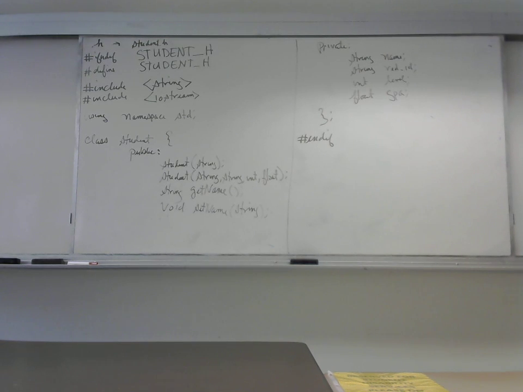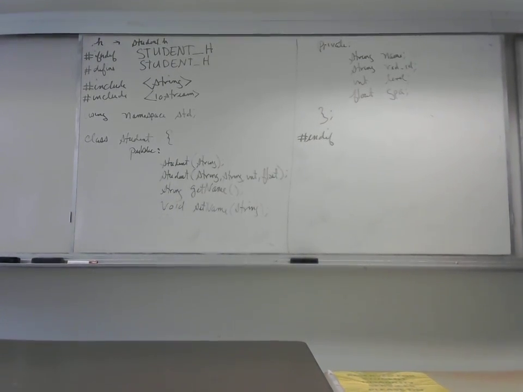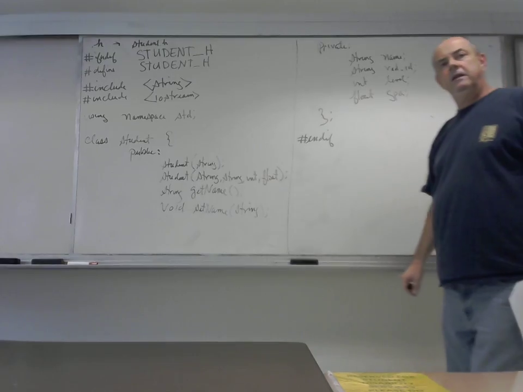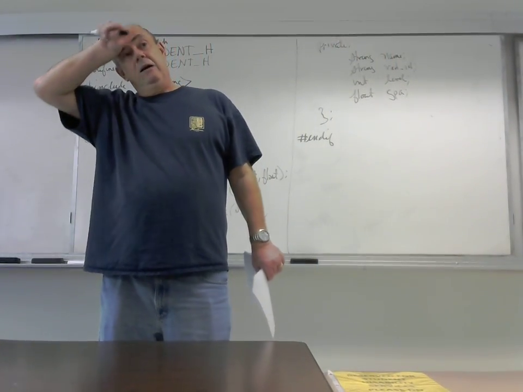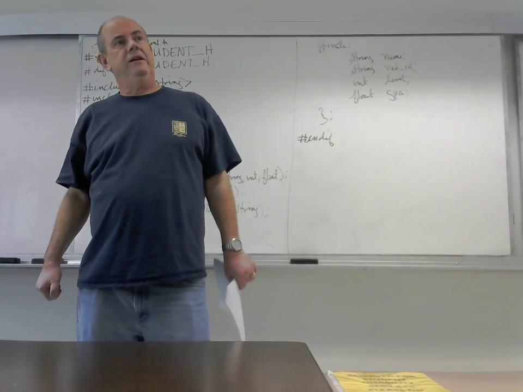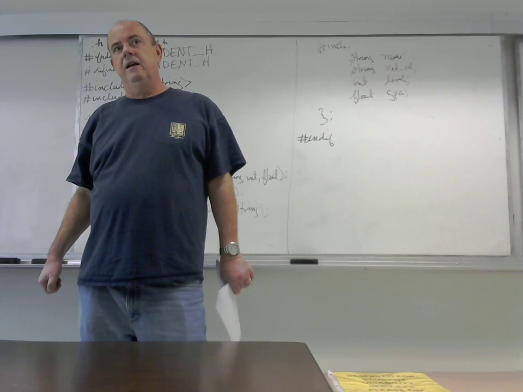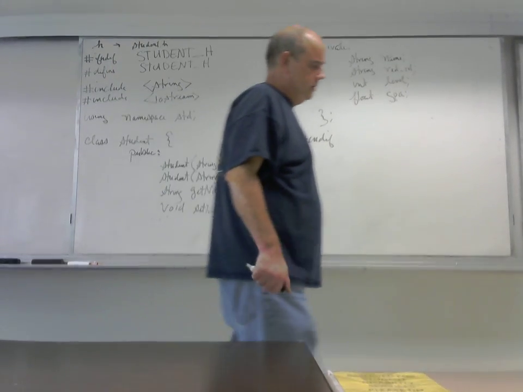Now then, the implementation goes in a CC file. So now we would have student.cc. This is the actual implementation of this class. There is no open-close bracket. What we have in this file is a collection of methods. It doesn't matter the order. However, we don't want to put other things.